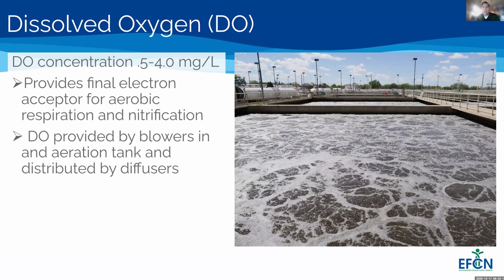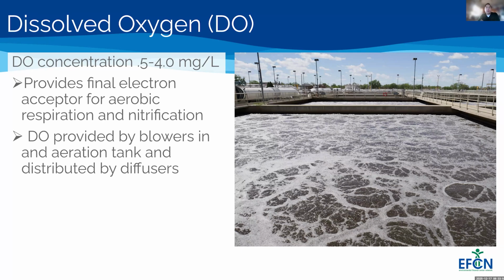So the next variable that we'll talk about for troubleshooting is dissolved oxygen. If you remember from last time, dissolved oxygen is introduced to our activated sludge process by our blowers into the aeration tank, and typically is distributed to our activated sludge by diffusers. Now we want our DO in that range of 0.5 to 4 milligrams per liter. But as a reminder, the optimal range is more like 1 to 2 milligrams per liter. Any excess dissolved oxygen tends to not result in any increased treatment, but can require more energy to produce.